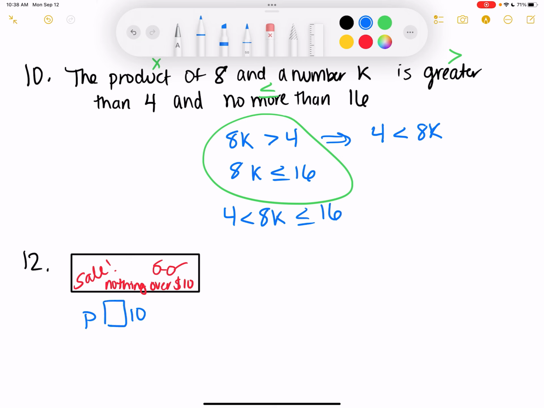So if nothing's over $10, what does that mean the price is? Is it just less than, or is it less than or equal to? Yep, so less than or equal to would be what we would be putting there.